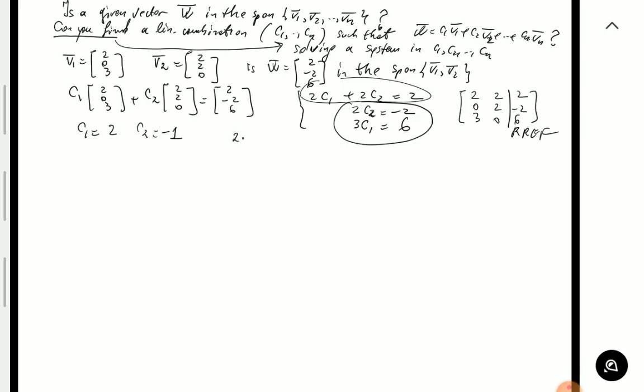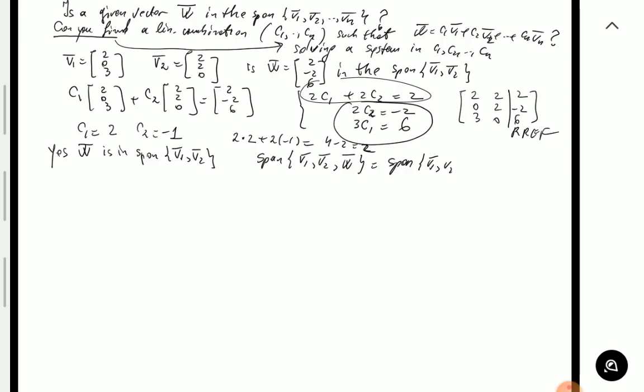Now, in this case, obviously, it's verified. If I plug in 2 for C1 and negative 1 for C2, I get indeed 2. So, yes, the given W is in the span of V1 and V2. And one thing to keep in mind, it means that it does not bring anything new to the description of this subspace. If one takes the spanning set created by V1, V2, and W, it'll be the same as the span of the initial two vectors.